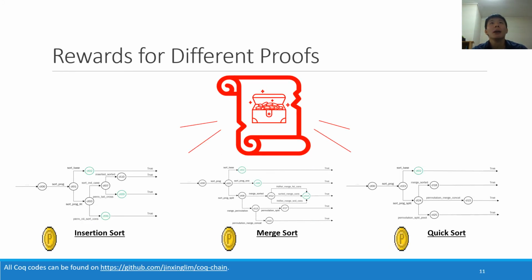As we know, there is more than one way of proving a theorem, just as there is certainly more than one way of sorting a list, such as insertion sort, merge sort, and quick sort. So the incentive mechanism can be implemented so that provers are incentivized and rewarded accordingly, based on some weights predefined in the mechanism itself, for producing different proofs. Thus, provers can be rewarded not only within the same proof, but across different proofs.